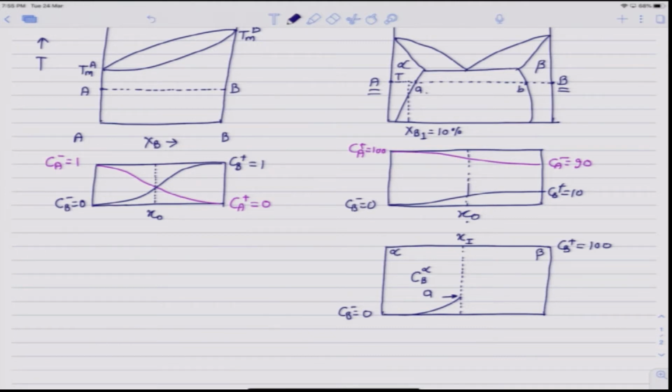Similarly, if we come from the right side, in the right terminal alloy, the concentration of B is 100%, and as we go towards the diffusion zone, B will decrease, and we know the minimum amount of B that has to be there in beta at temperature T is given by this point small b here. And so, where the concentration profile intersects this interface position, this concentration corresponds to this point B here, and we call this concentration of B in beta.